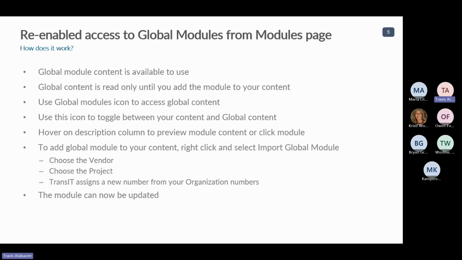In terms of re-enabling the access to global modules, as I mentioned, it's now currently available. It is read-only until you move it to your organization. So I'll show you how easy it is to move it across to your organization, and then you can modify it from there. There is an icon on the modules page that toggles you from your current content to your global modules content. Very easy to use. You can still hover over the description column to preview the module, and you can also click into it as well. When you add your global module to your client content, you need to choose your own vendor and the project, and it will assign a new number within your organization based on the next number available, based on your organization. So I'll show you that once we jump into TransIT.